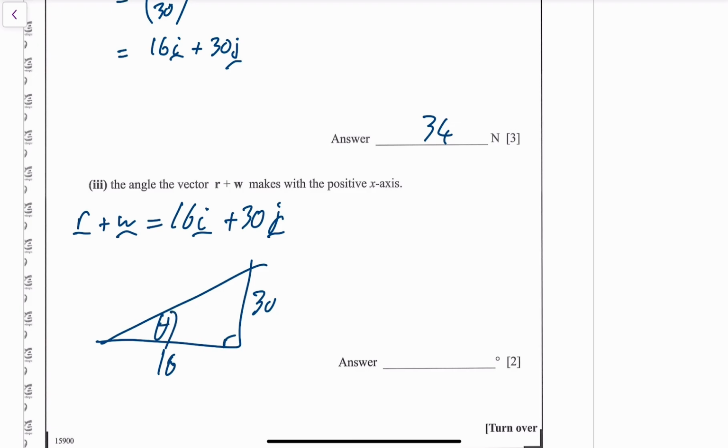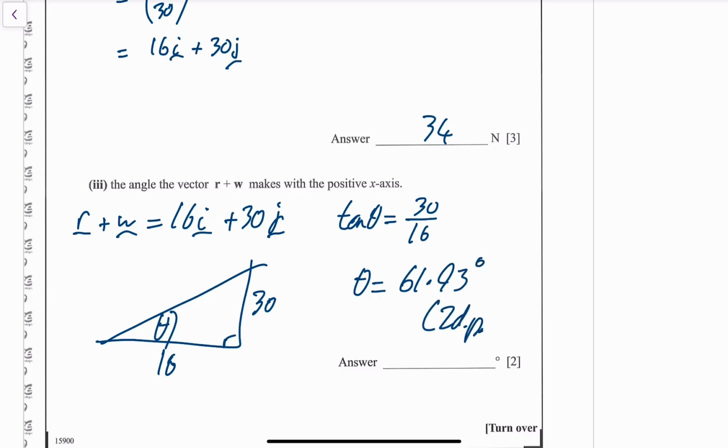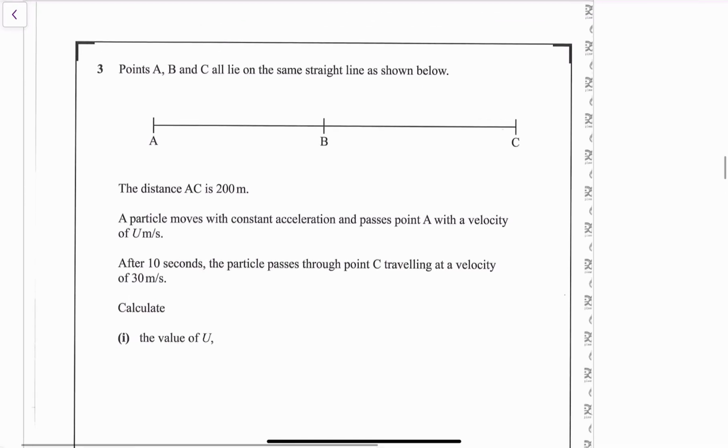And we want to find the angle it makes here, so that's our theta. So tan theta is opposite, which is 30, over adjacent, which is 16. Do tan to the minus 1 of that, and remember it said 2 decimal places, so 61.93 to 2 dp's.